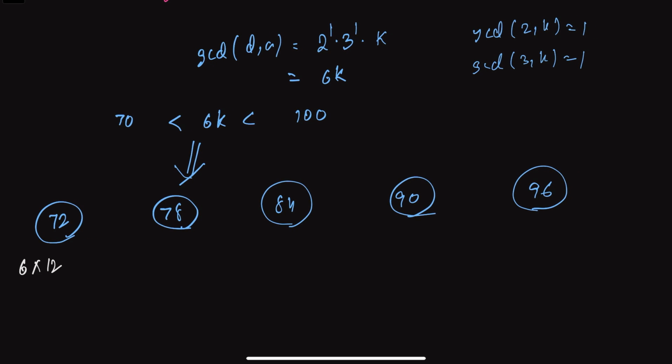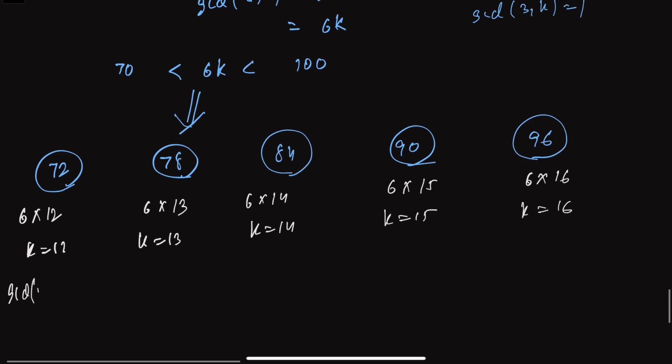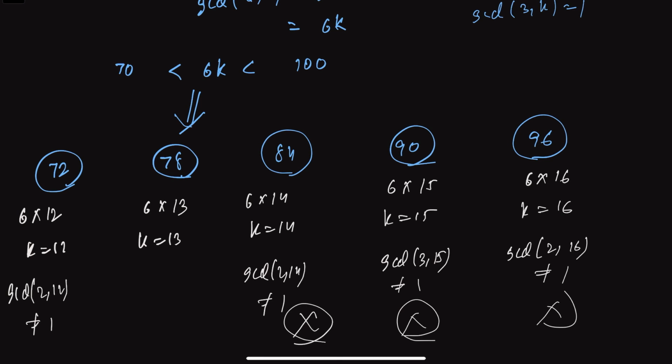Now if it is 72, that means it is 6 into 12, this is 6 into 13, 6 into 14, 6 into 15 and 6 into 16. So basically K value here is 12, 13, 14, 15 and 16. So if we consider GCD of 2 and 12, here it is not equal to 1. Here also GCD of 2 and 14 is not equal to 1. GCD of 3 and 15 is not equal to 1. GCD of 2 and 16 also is not equal to 1. So these all are not our possibilities.